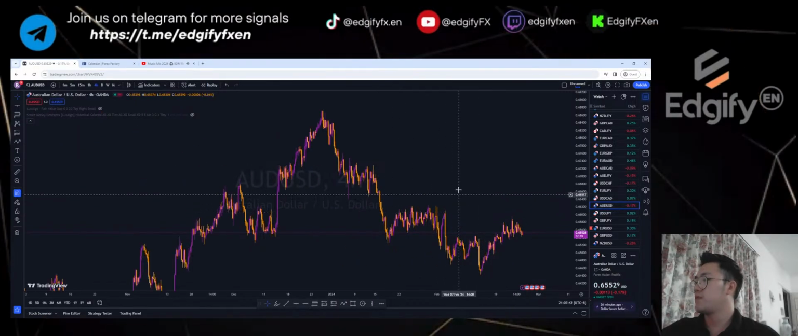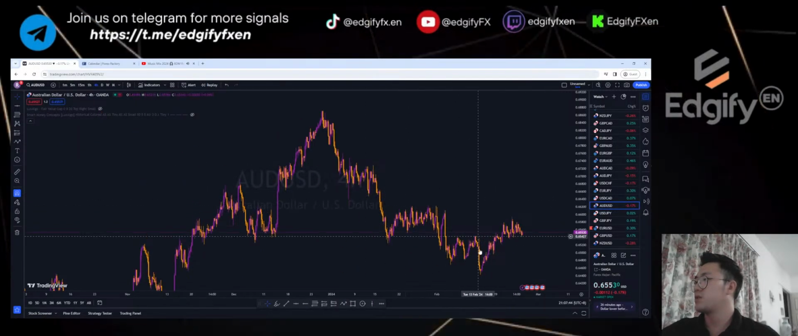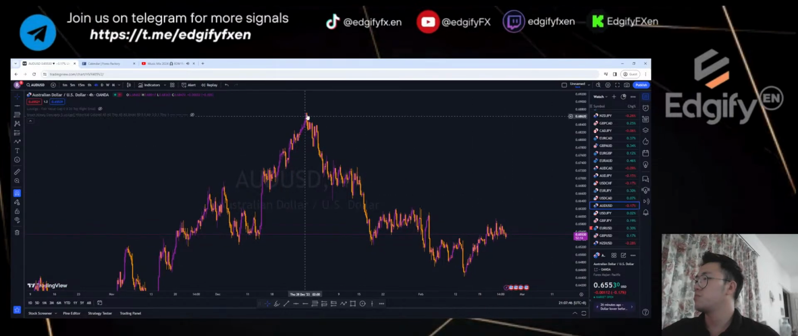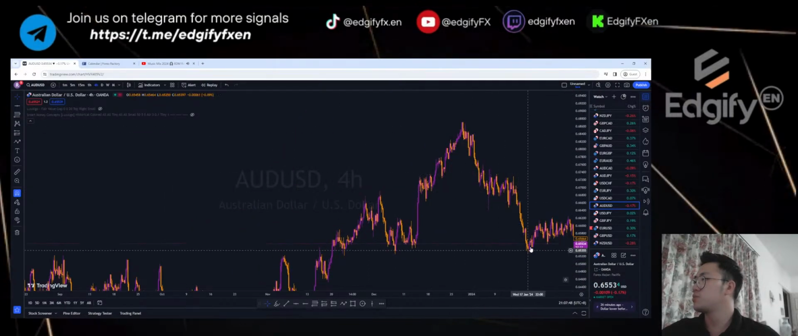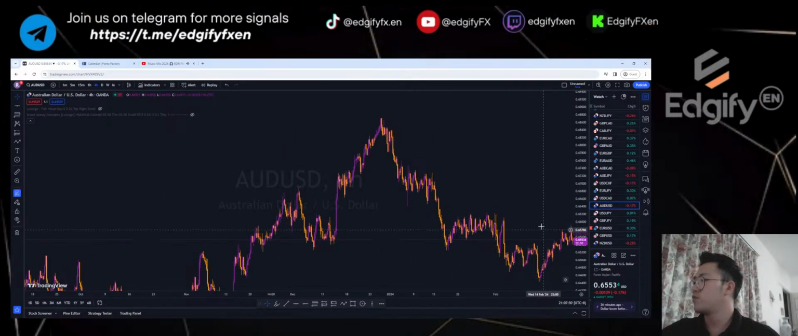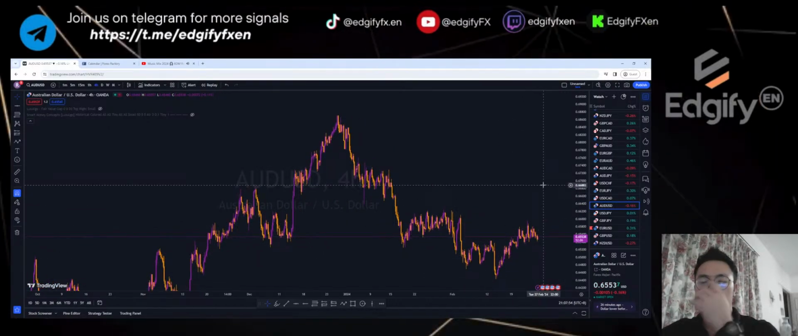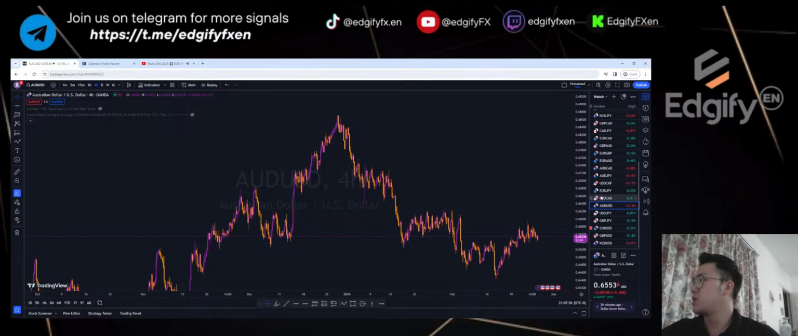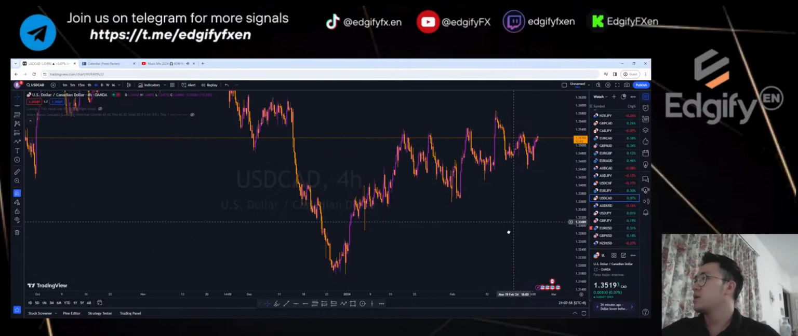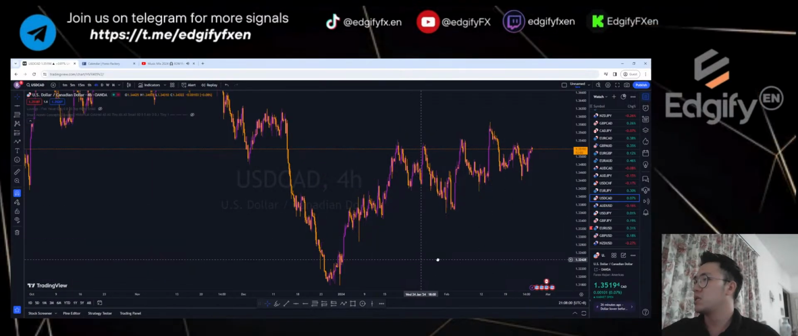AUD USD at the moment I don't have anything to look out for yet, as the price is still ranging. It moves down range, moves down range, moves down range, and slowly retraces to the upside. So we'll see what else we can get from AUD USD later on. Right, USD CAD.